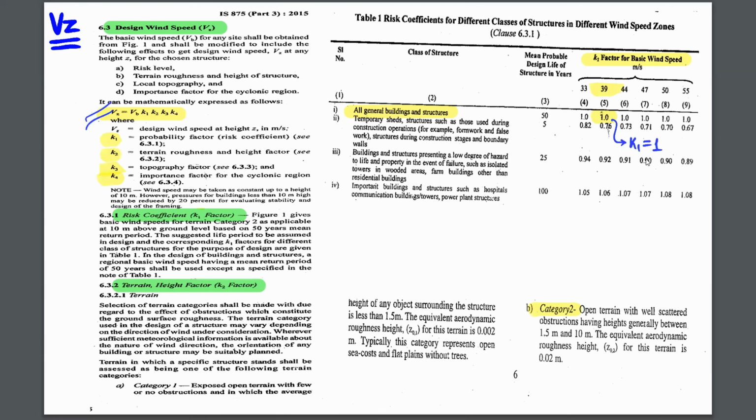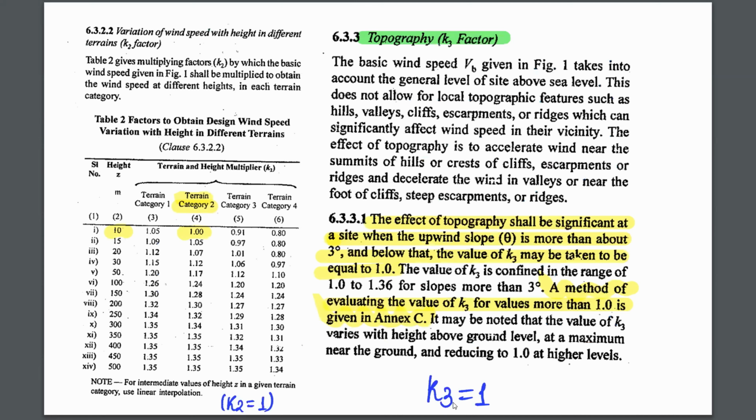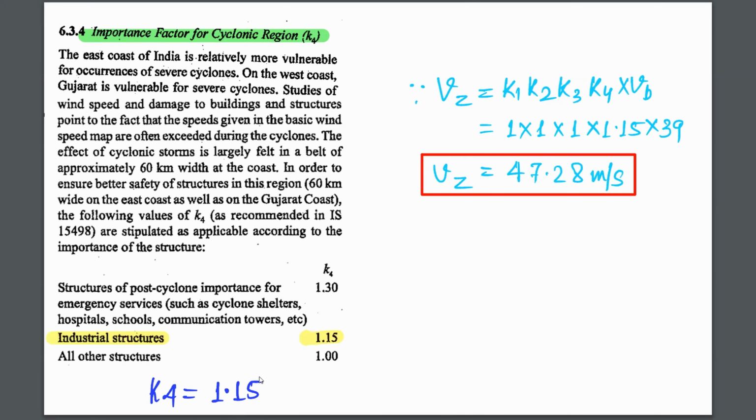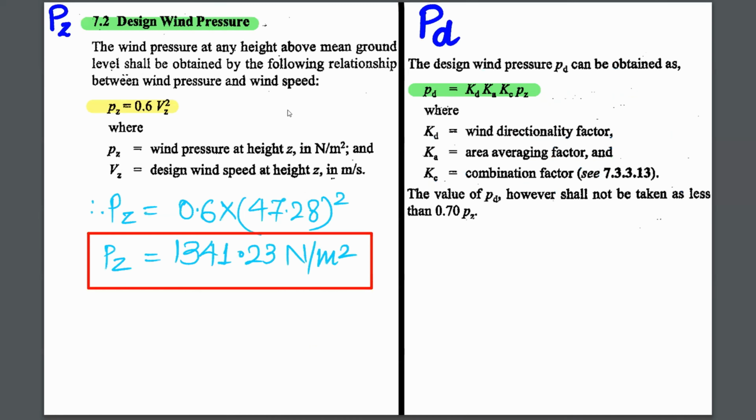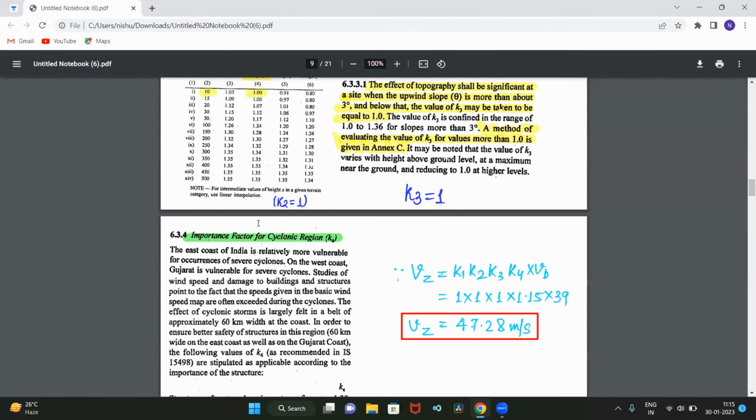So here, as you can see, K1 is equals to 1, K2 is equals to 1, K3 is equals to 1, and K4 is equals to 1.15. So substituting all these value in the equation, Vz is equals to K1, K2, K3, K4, Vb, I got Vz value 47.28. Okay, that is design wind speed. And if you can remember, after design wind speed, we have to calculate designed wind pressure from the first slide. It is better if you note down the steps.